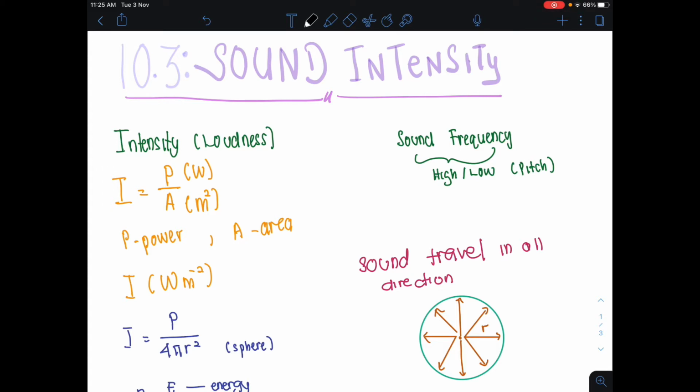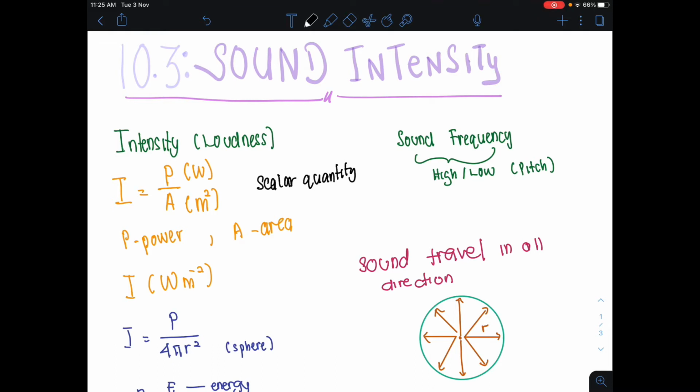Alright, by definition, intensity is defined as the power carried by the wave per unit area of a wavefront. So in terms of equation, I is the symbol for intensity, which equals power P over area A. The power has a unit of watt and the area has a unit of meter square, so we get the unit for intensity as watt per meter square. And our intensity here is a scalar quantity. Okay, power is a scalar quantity.